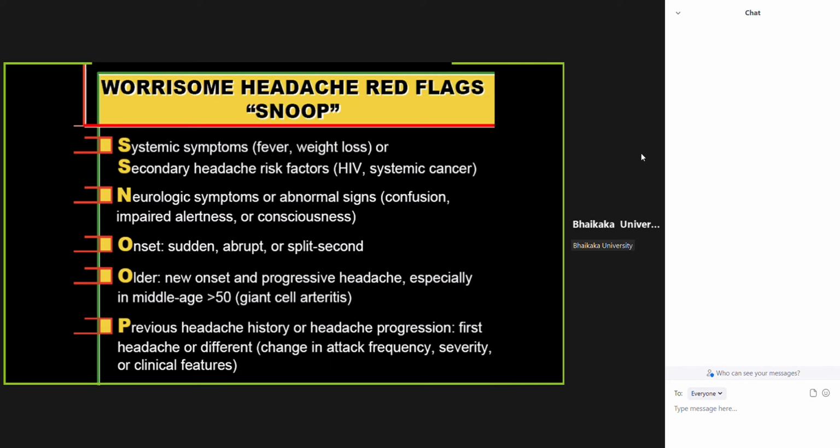Okay, so systemic symptoms, headache in cancer and HIV patients, headache with altered sensorium or seizure, sudden onset of headache, headache in an elderly patient, and change in the characteristic of previous headache. You should admit the patient. You should do imaging and further investigations to look for the secondary cause.